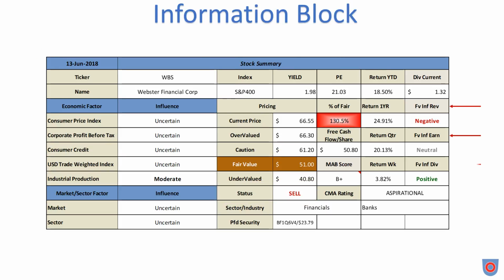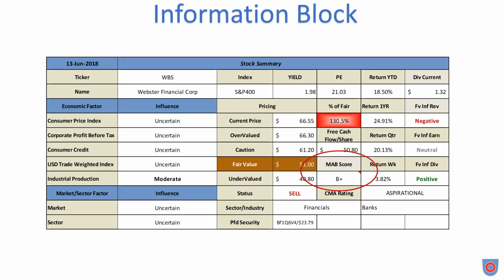Revenue, earnings, and dividends influence the calculation of fair value. The strength of this influence is shown in the three cells to the left side of the information block. The influence can be positive, neutral, or negative. The last financial item in the information block is the MAB score.